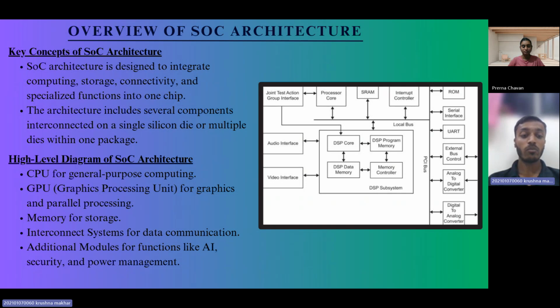The high-level diagram of SoC architecture shown here illustrates the various components that are commonly included. The CPU is responsible for general purpose computing tasks, while the GPU, the graphics processing unit, handles graphics and parallel processing, which are essential for high-performance applications like gaming or AI tasks. Memory is included for data storage and rapid access during processing. Interconnect systems facilitate data communication among different components on the chip, ensuring seamless integration and data transfer.